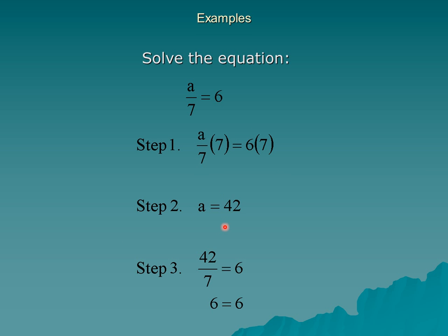A is 42. To verify, you plug 42 here. I'm saying once you plug 42 here, you see the right and left side are equal. Any question here?